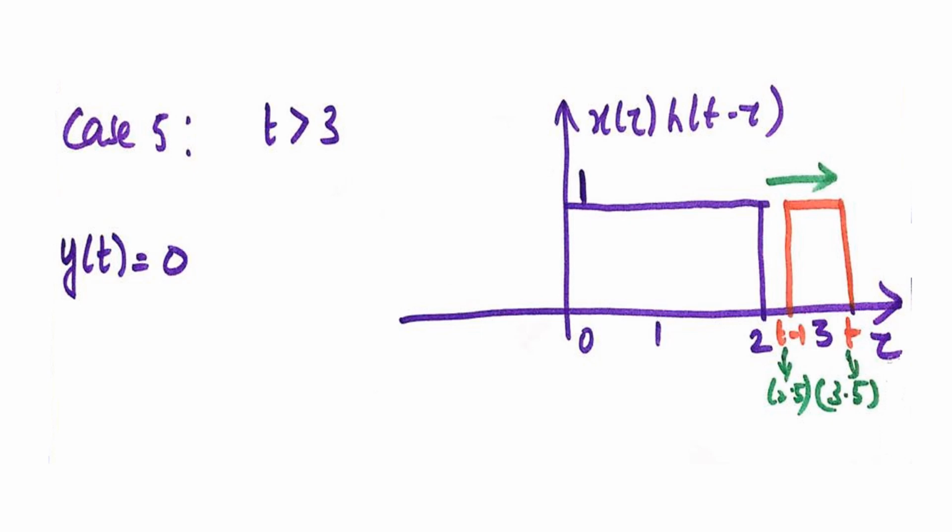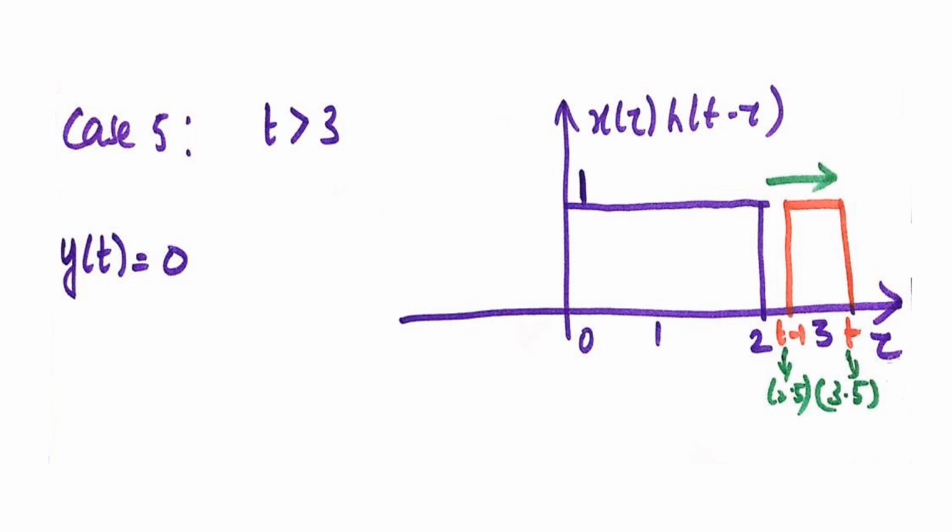So if I fix T greater than 3, this is our edge. This is our h of tau, where we have fixed it as 3.5. If it's greater than 3, where will the other edge be? 3.5 minus 1 will be 2.5. This is our 2.5.